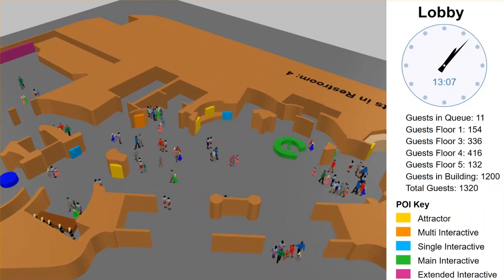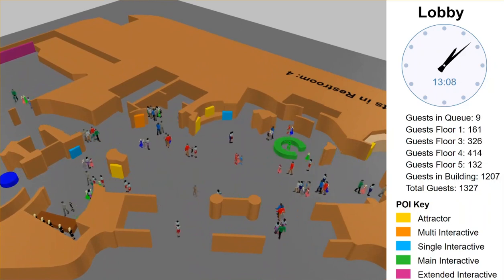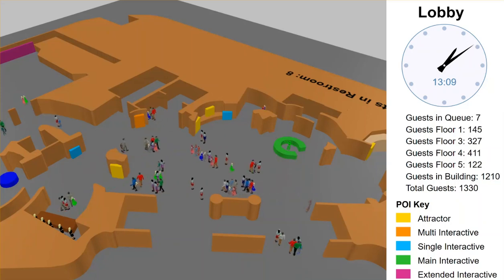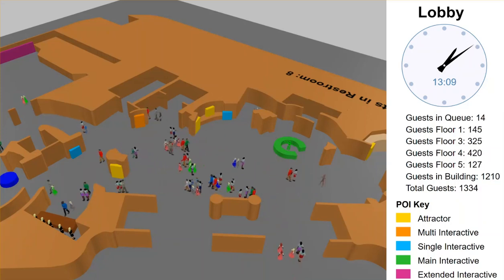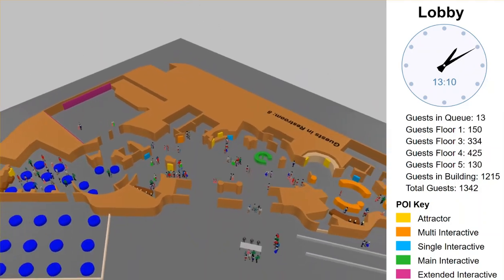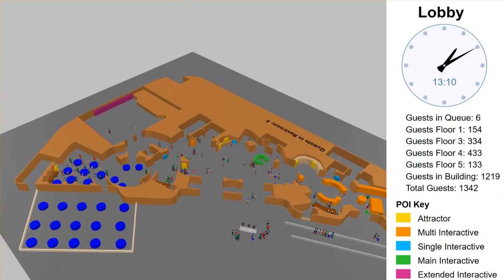When guests want to enter the full experience, they use the main elevator towards the center of the building. This elevator drops guests off on either the third or fourth floor of the exhibit, depending on crowd levels. Guests then spend their time navigating throughout the story of the experience.